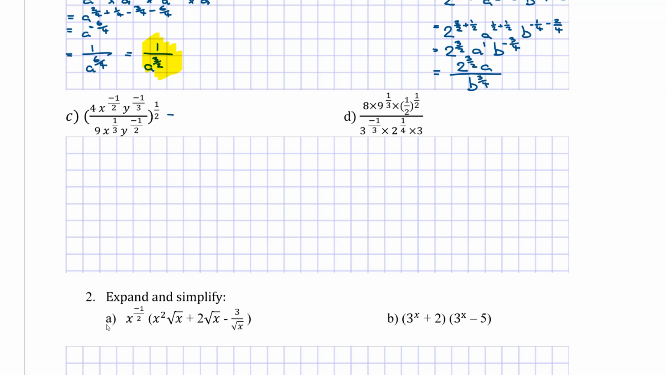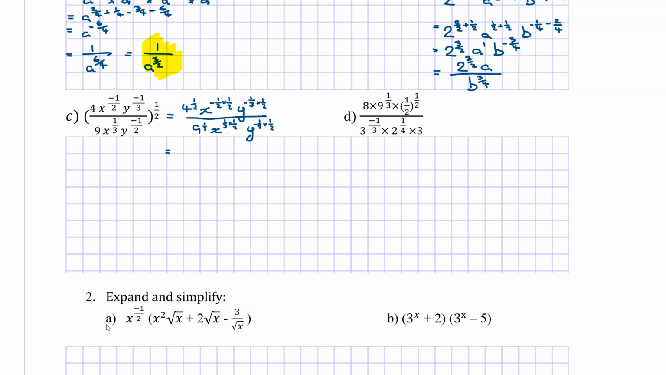So the way in which I'm going to tackle this one is I'm going to get rid of the brackets first. So we're going to bring this square root, or this half, into the expression. So that will be 4 raised to the power of a half, like so. Then x to the negative a half times the half. Then y to the negative third times the half, like so. Dividing that all through by 9 to the power of a half. Then x to the 1/3 times the half, and then y to the negative half times the half.